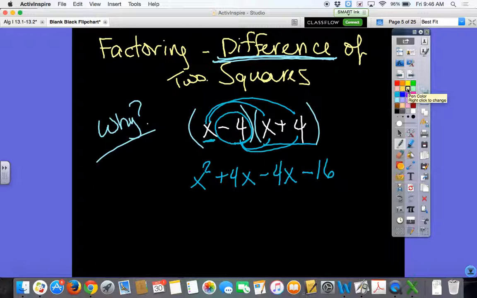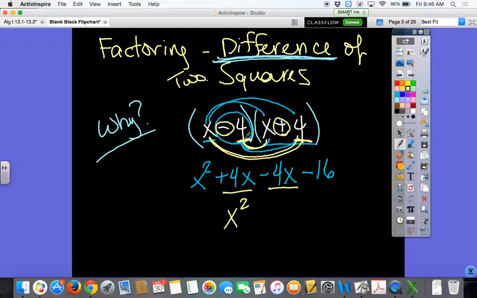Now, check this out. These two factors cancel. And why do they cancel? Well, if you go back to where they came from, they're always going to have opposite signs. One's going to be negative and one's going to be positive because the problem's set up that way. If these two numbers are the same and the signs are different, they're going to cancel. So these go away and you're left with x squared minus 16.